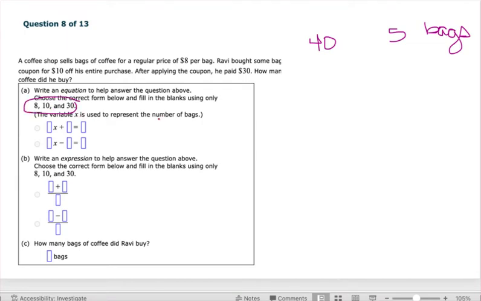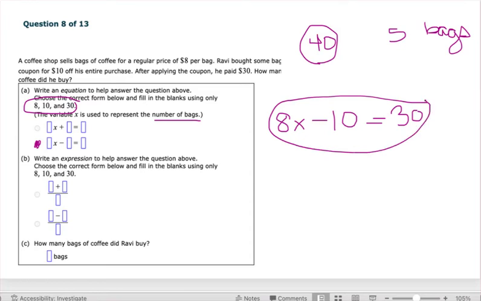The variable x is used to represent the number of bags. Okay, so we're going to say that, let's see, so many bags times 8. Okay, so 8x would be the total price. Minus 10 gives us 30. So this is the one we want to use right here. Okay, and so if we filled it in, it would be 8 times x, which would be 40. And that's the price that he would have paid, but he got to take $10 off. Okay, 40 minus 10 is 30. So that would be the equation that would go with.